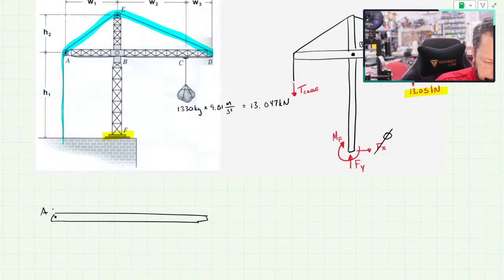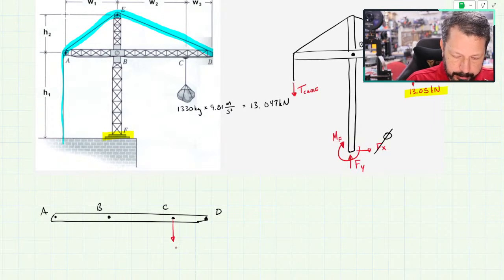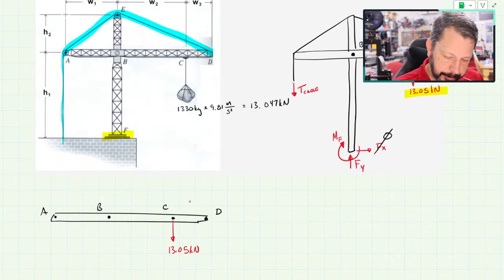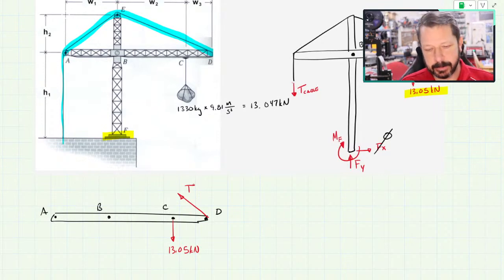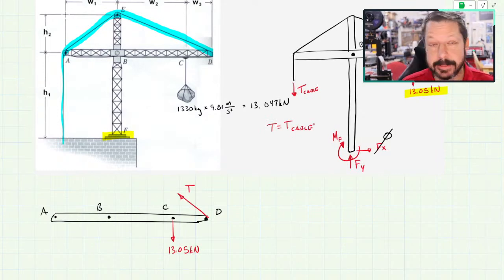There's A. B is over here somewhere. C is there, and D is there. Okay. C, we have the 13.05 kilonewtons. D, we had a tension. I'm just going to call them T. I wrote T in the T cable last time, but just to save space, I'm just going to write T. T is the tension in the cable. In fact, we can do that. T equals T cable. Now, that makes it easier to write it out.